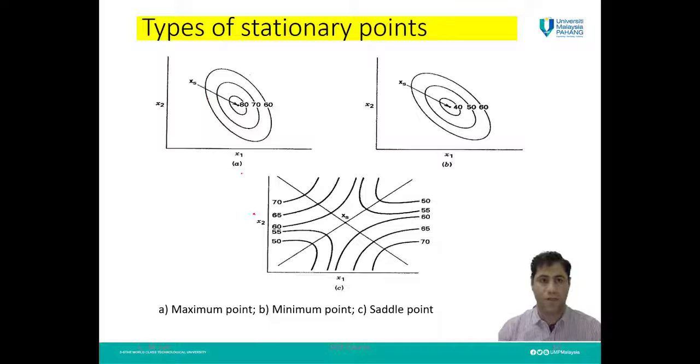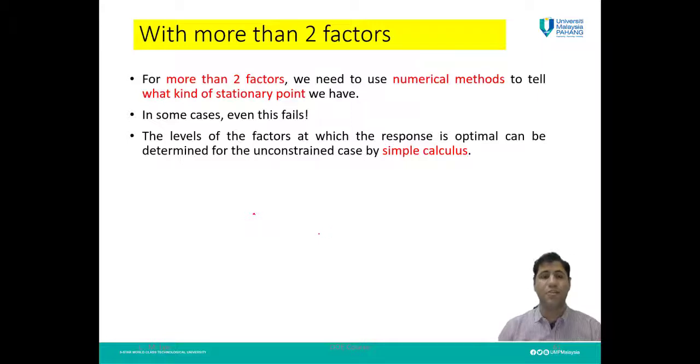So by this contour plot or three-dimensional 3D plots, we can find that optimum point. Here is a contour plot. We have a minimum point here, and here we have a maximum point. We can easily distinguish or determine the minimum and maximum point, or the stationary point, by these contour plots. And we have a saddle point in the graph as well. But we can draw these 3D plots or contour plots when we have two factors.